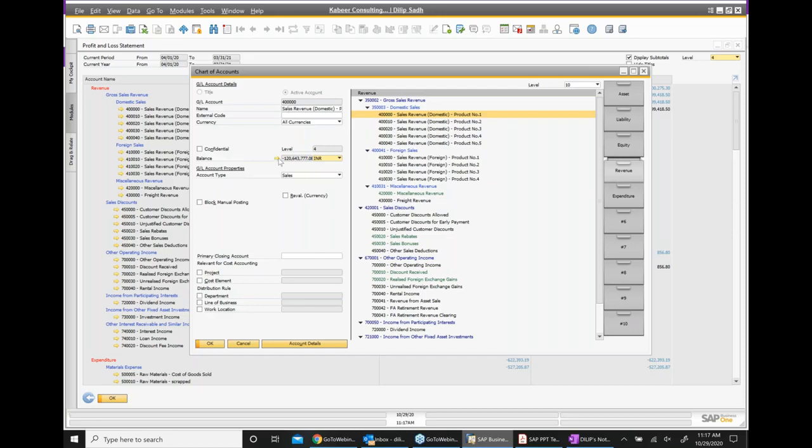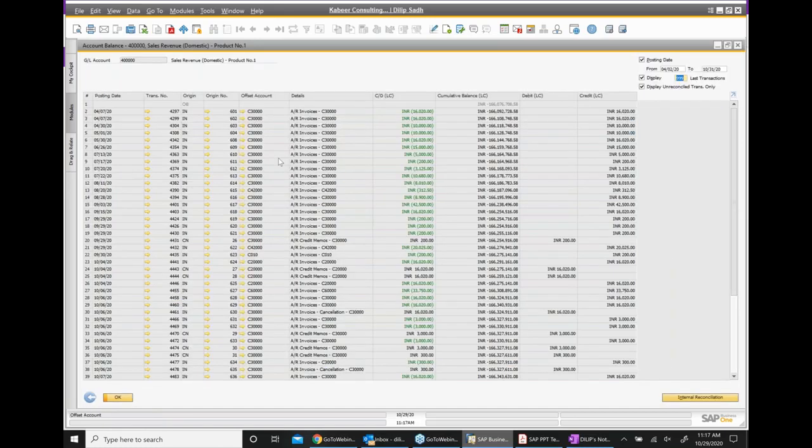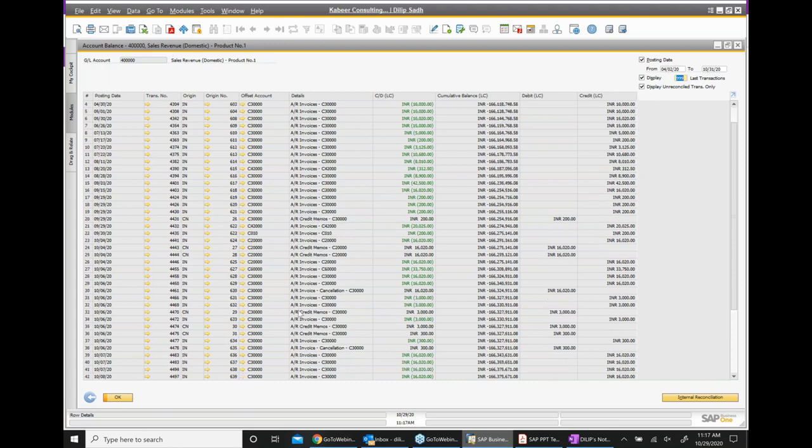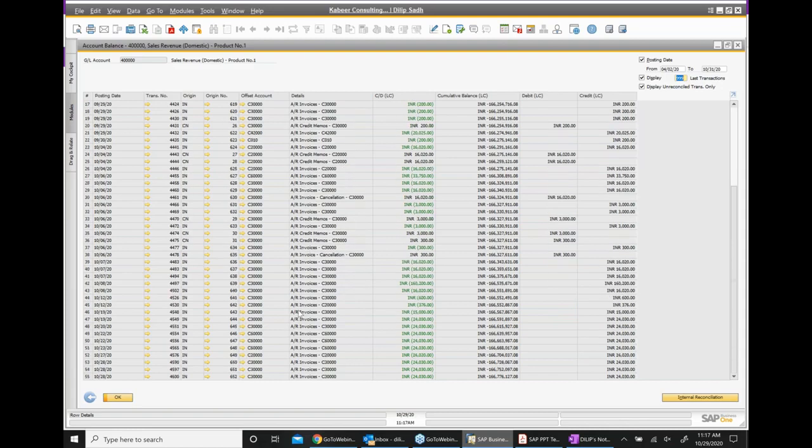And again, I can drill down. Each of these entries is here. See that these are all my AR invoices and credit memos. These are all my revenue statements. Yesterday, when we did the class, we did 3 examples: 24,033, 24,030, 24,030.